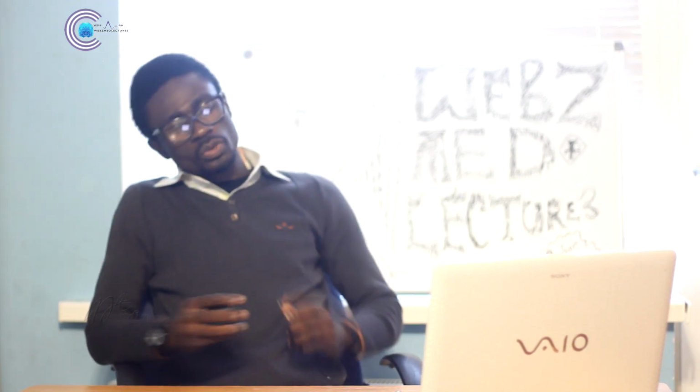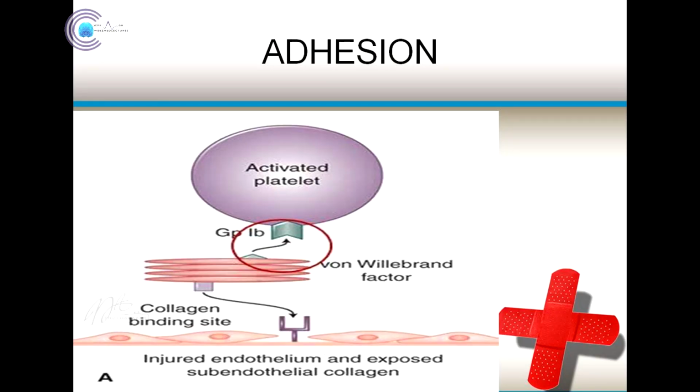I want you to take a good look at this picture. In the platelet adhesion, you can see the activated platelet here, because before the platelet can undergo the adhesion process, it must be activated. You can also see the glycoprotein 1b that has been expressed on the membrane of the platelet. Okay, now let's discuss this in detail.